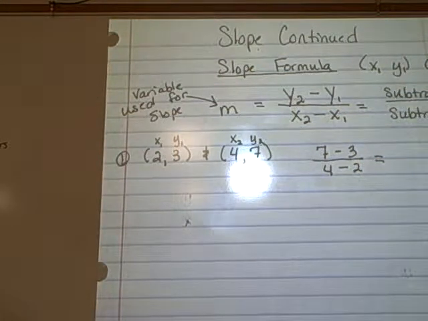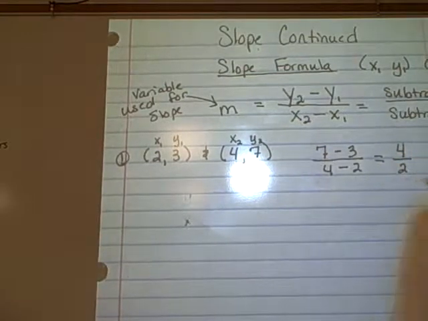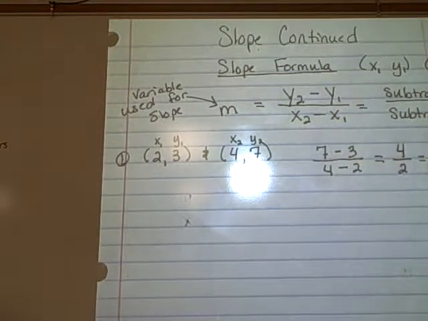What's 7 minus 3? 4. What's 4 minus 2? 2. And 4 over 2 will reduce to 2. 2 over 1 or just 2. You can use either one of these and I'm okay with that. If you leave it 2 over 1, that's fine, or if you want to put a 2, that's fine. I do this. Okay? So you're just subtracting.